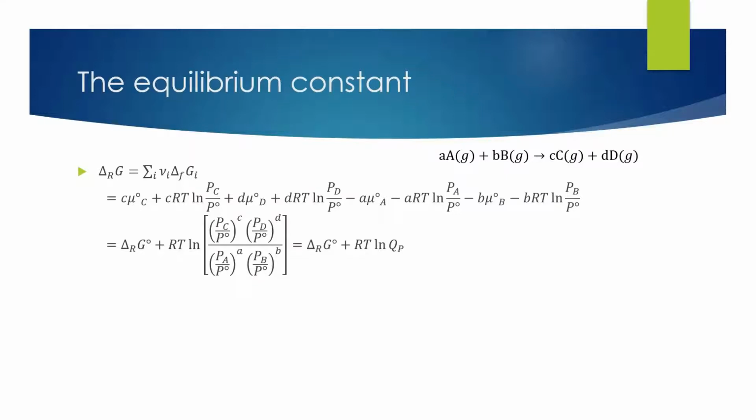Looking at this equation, we can see that there are 8 terms. We have 1, 2, 3, 4, 5, 6, 7, 8. 4 of these terms are simply the standard state chemical potentials of the substances.